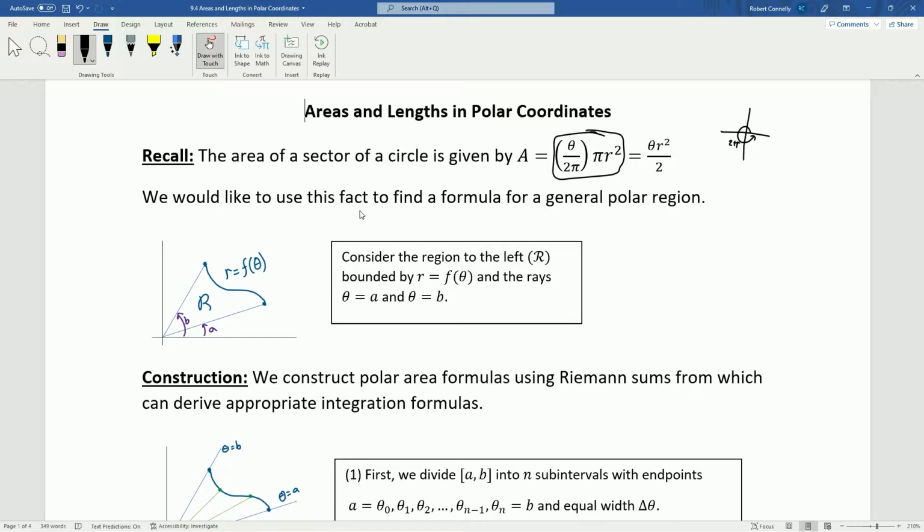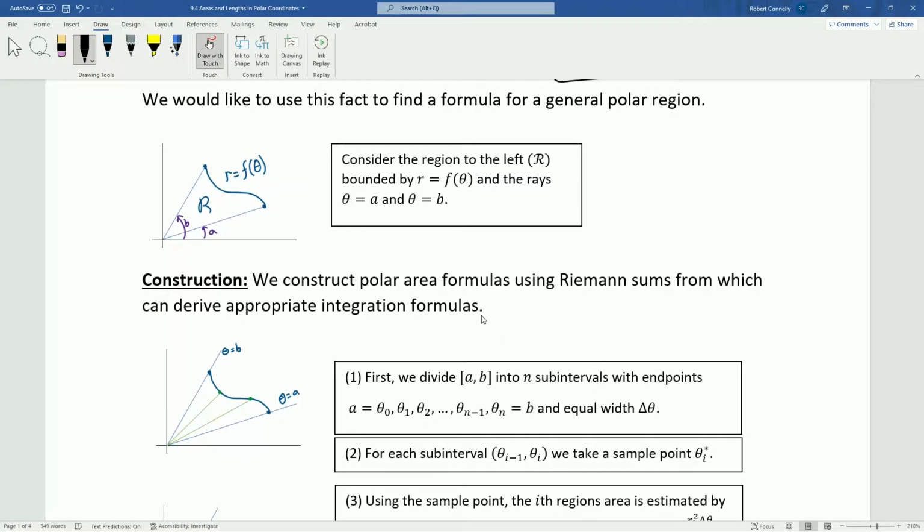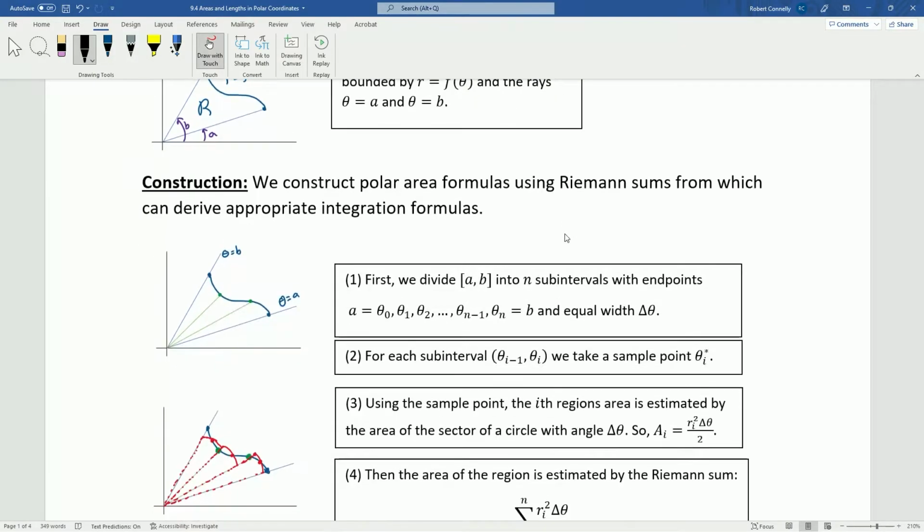Now, we would like to use this fact to find a formula for a general polar region's area. So consider this polar region here. We've got the angle A and the angle B, and then this curve r equals f of theta. And so this region is the region between theta equals A and theta equals B, and bounded also by r equals f of theta. So how are we going to construct an area formula? This construction will be done using Riemann sums, from which we'll derive the appropriate integration formulas, which is how we deal with most area and volume formulas.